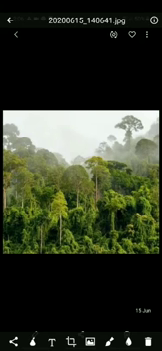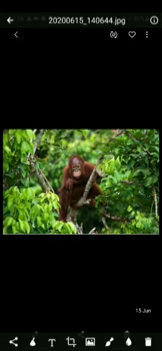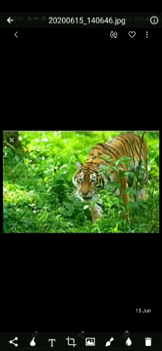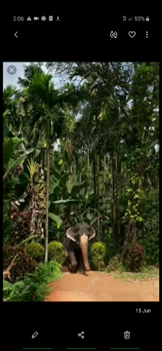Then you have jungles. Jungles means a land which is covered with dense forest. Many trees are present in these jungles. Wild animals live there. These animals and the jungles are also part of our environment. They form our environment. See, you can see a monkey in the jungle. You can see a tiger, an elephant. These animals are also part of our environment.